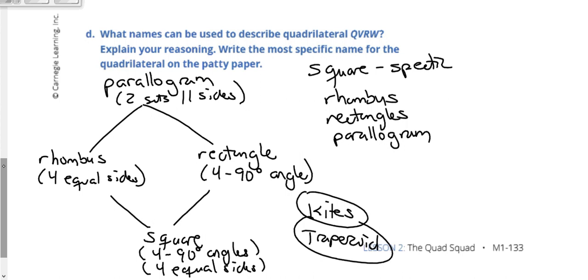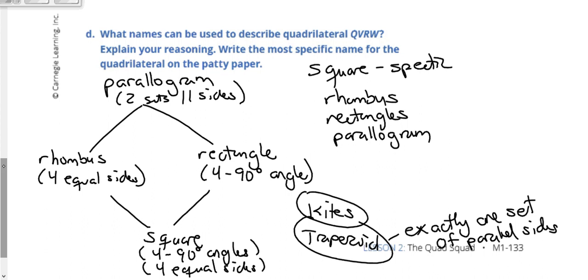A trapezoid has exactly one set of parallel sides. But it doesn't fall under the 2 sets of parallel sides. So they're kind of their own little side thing. They are quadrilaterals. They have some unique properties that they kind of share with either a rhombus or rectangle or parallelogram, but they don't fall quite underneath it.